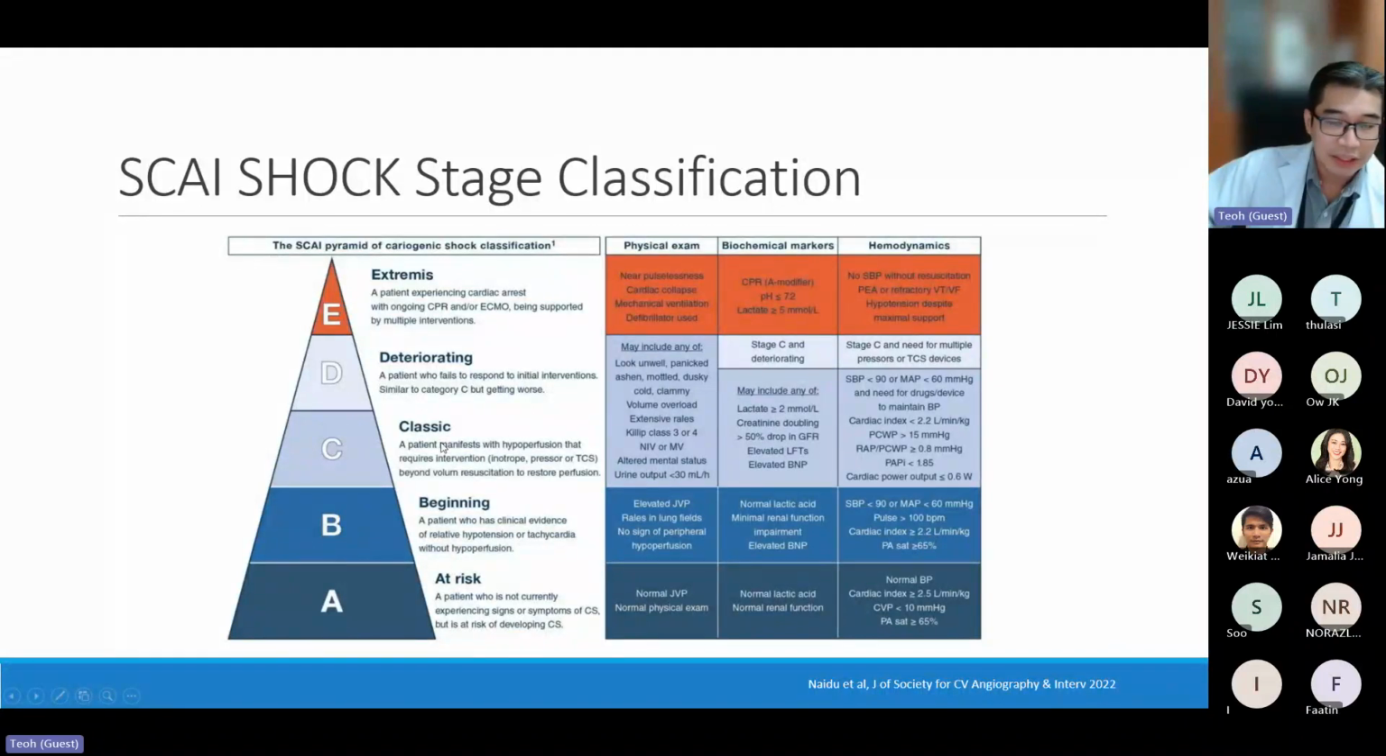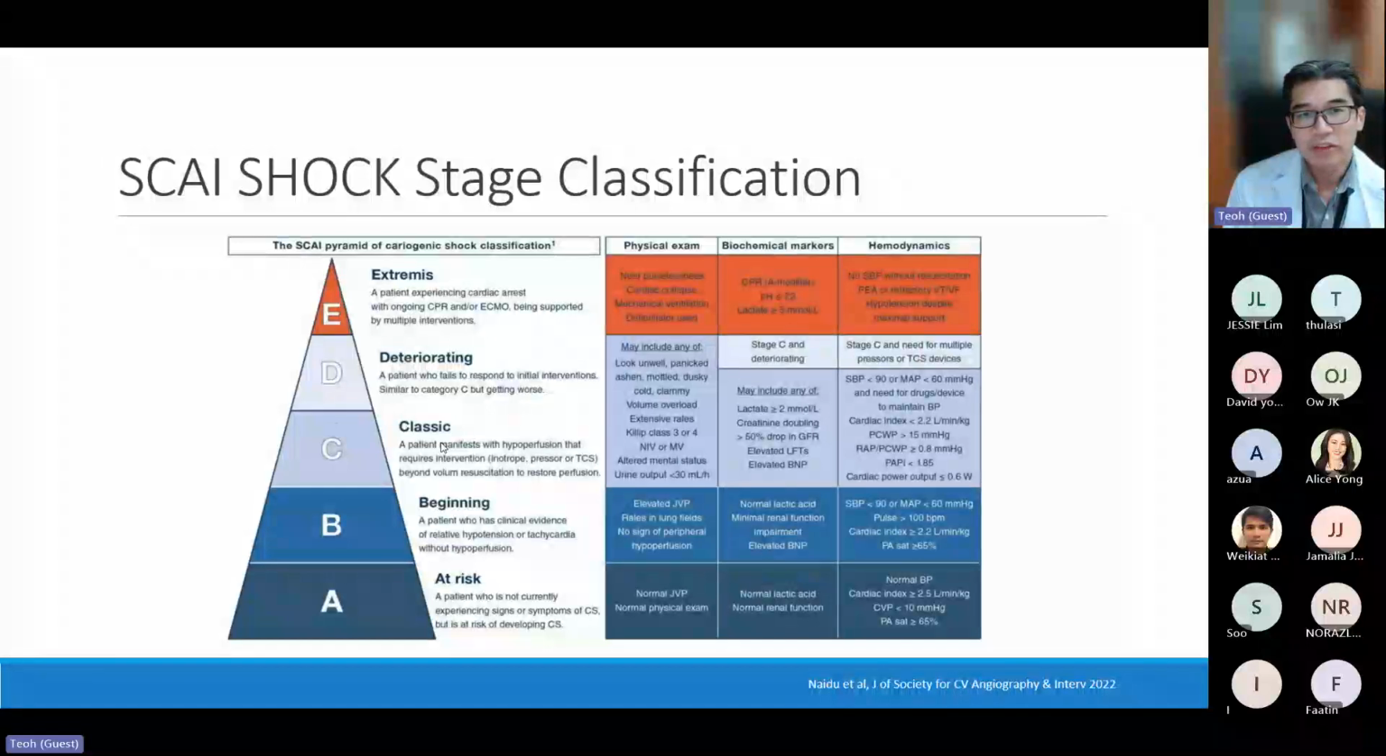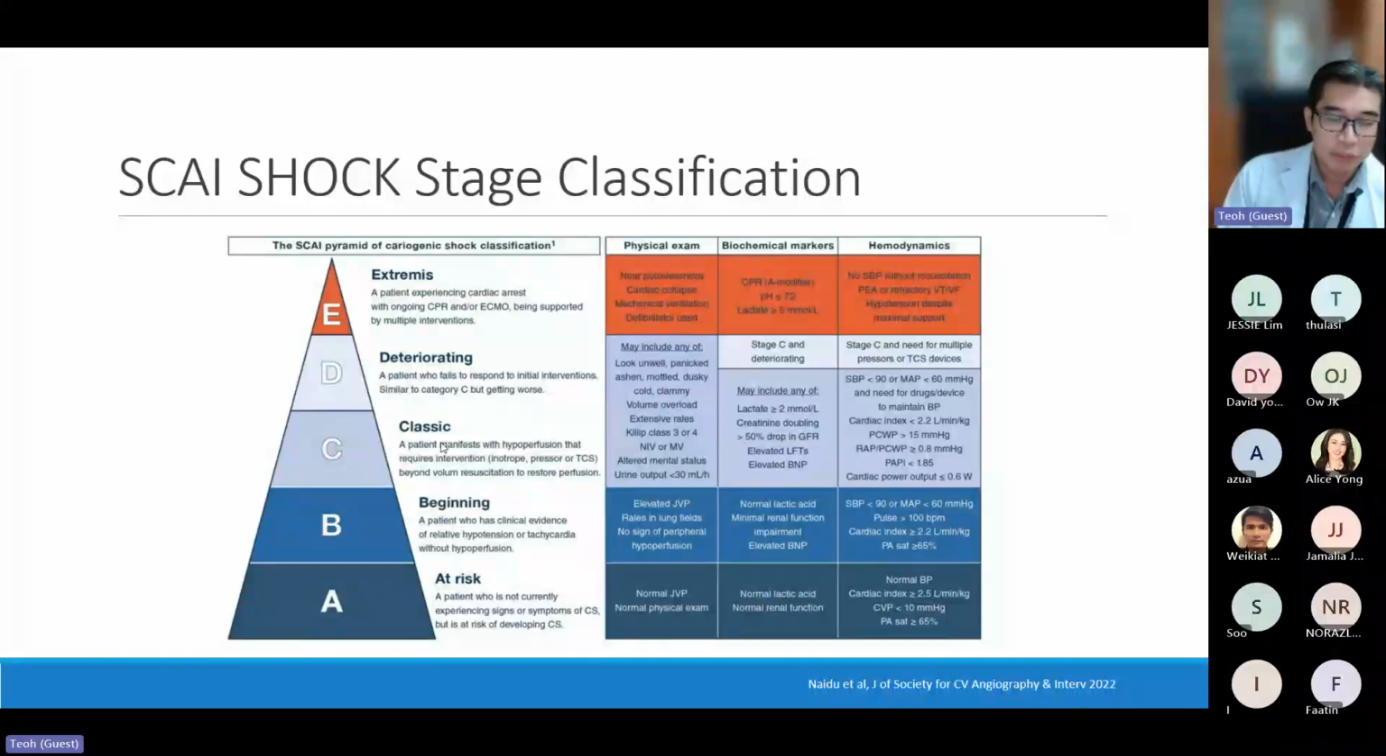And C, classic shock. Basically, the patient fulfills all the criteria for cardiogenic shock. D, deteriorating, basically means those patients started on treatment but continue to deteriorate. E basically is the end stage. Either the patient has asystole, pulseless electrical activity, or the patient is on maximum inotropic support.